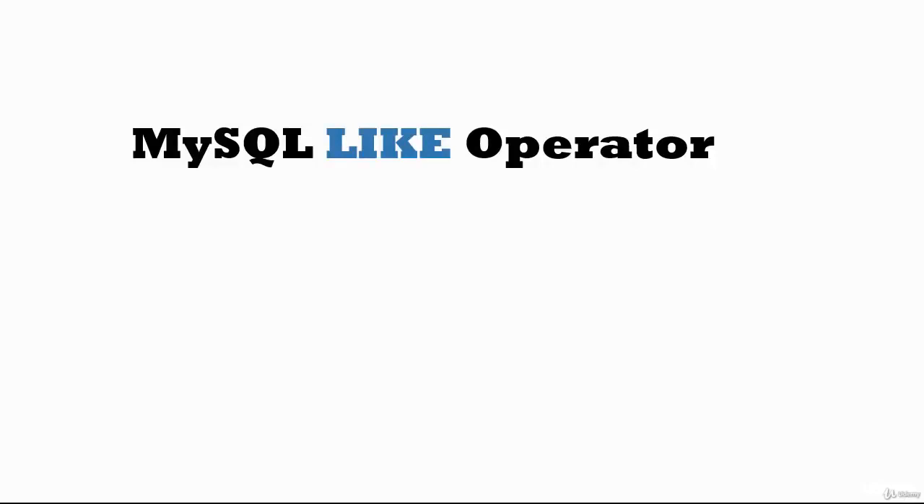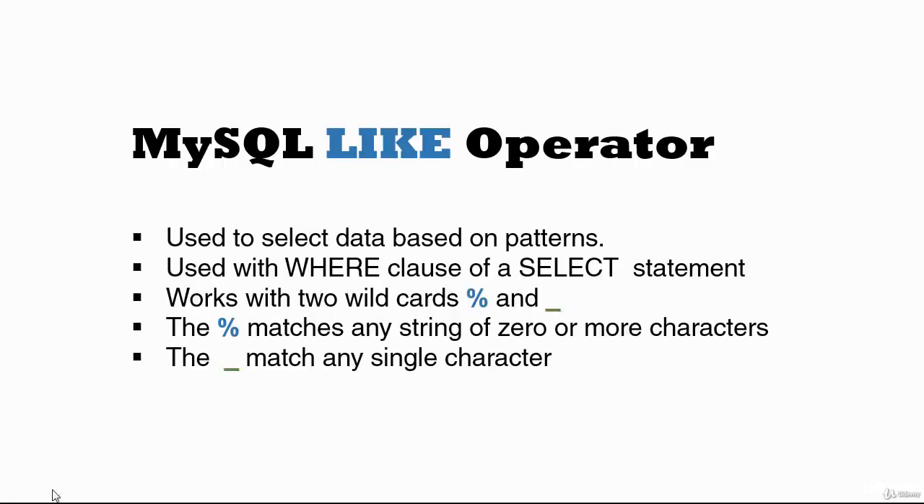In this lecture, you will learn how to use the MySQL like operator. The MySQL like operator is used to select data based on patterns. So it will look for specified patterns when searching for data. The like operator is used in combination with the where clause. So when you use the like operator, you specify it after the where clause.